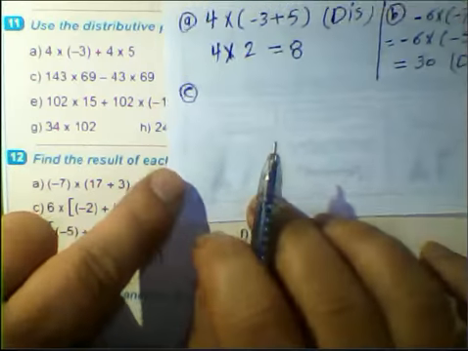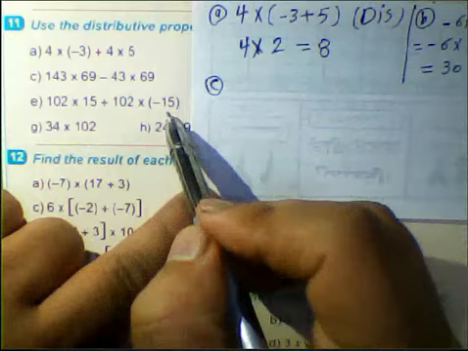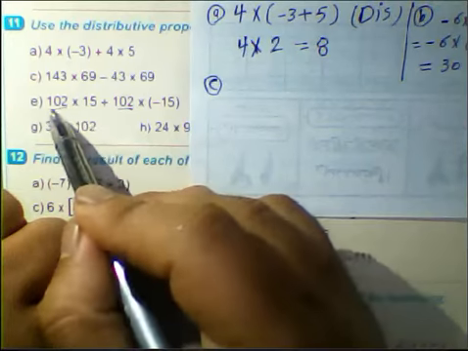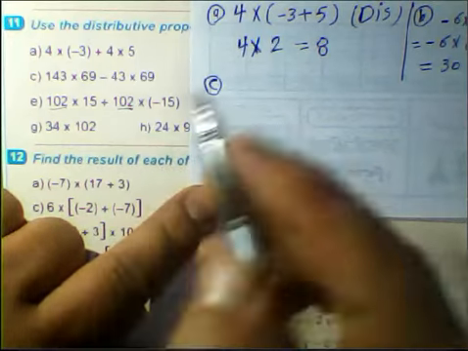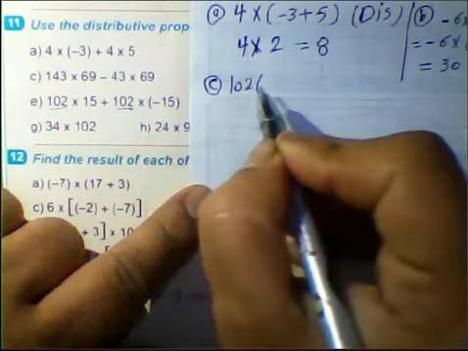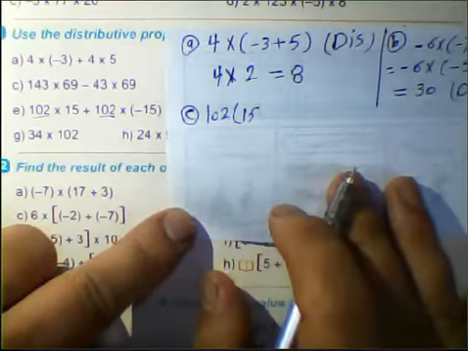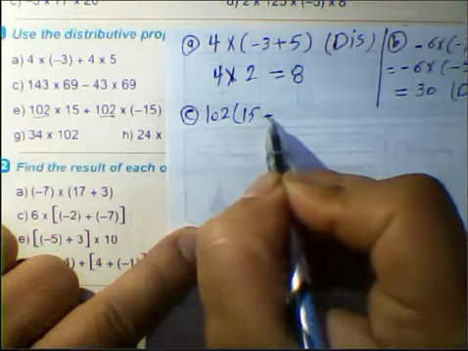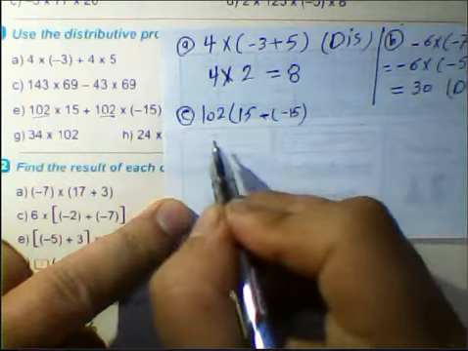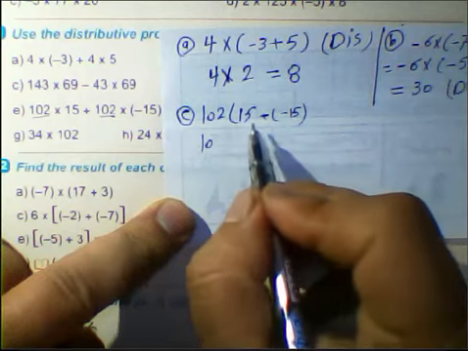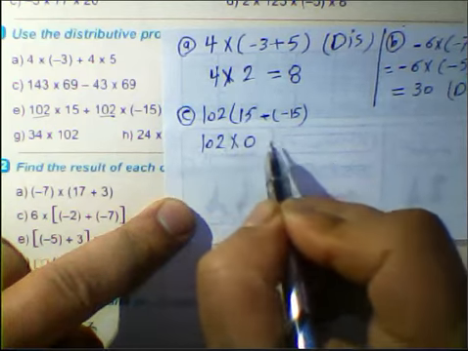Letter C. 102 times 15 plus 102 times negative 15. We know 102 is common between the two terms, so we can write 102 out, and in parentheses we can write 15 and negative 15. We know 15 and negative 15 equals 0, because negative 15 is the inverse of 15. So 102 times 0 equals 0.